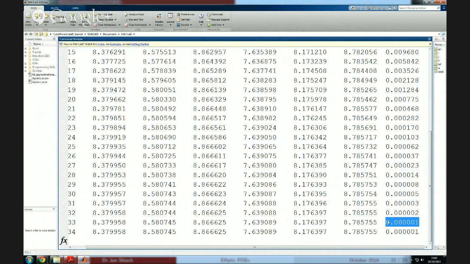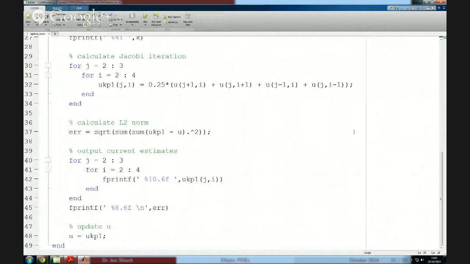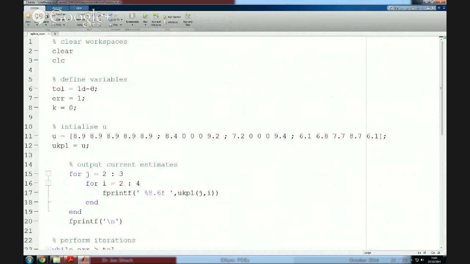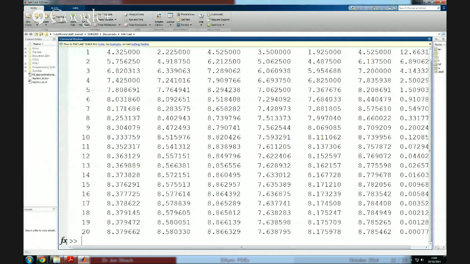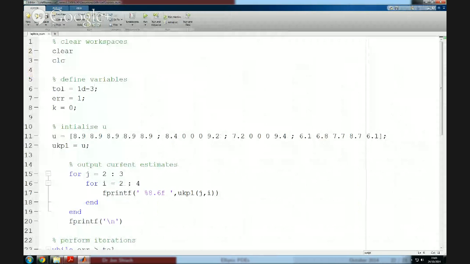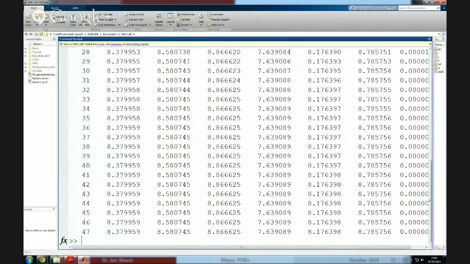What if we play around with this a bit? What if I say I don't really want it that accurate? Let's make it 10 to the minus 3. Run that again. Took 20. So to converge to 10 to the minus 3, it only took 20 iterations. What if I want to be ultra accurate? Let's say a billionth. Actually, that didn't take long. 47. I was expecting something massive.